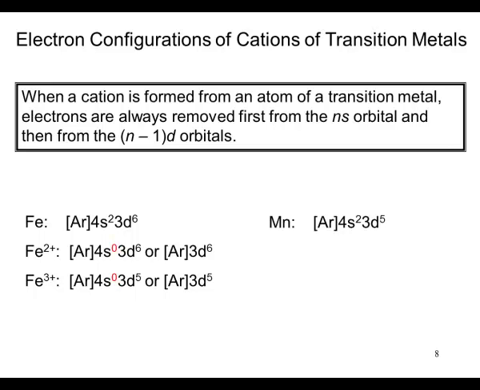Manganese is argon 4s2 3d5. The ion Mn2+ is argon 3d5. Again, removing the 4s electrons first.